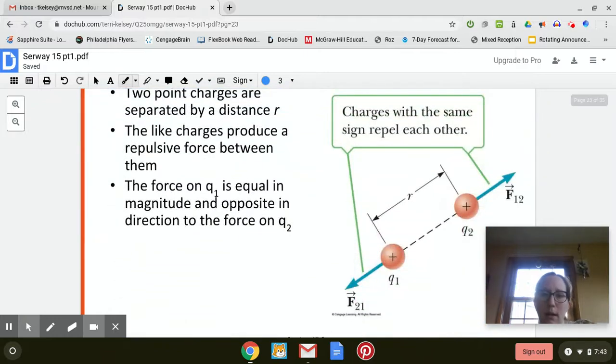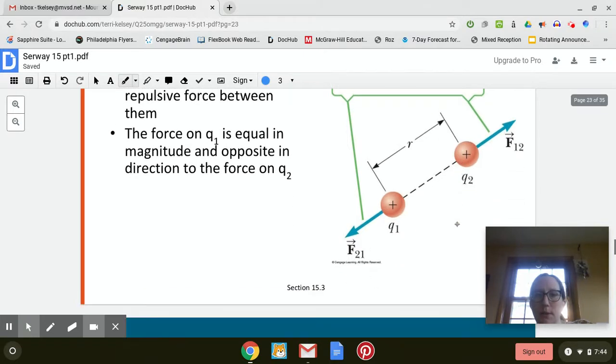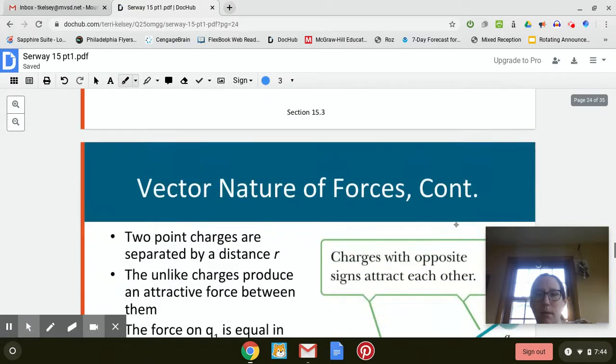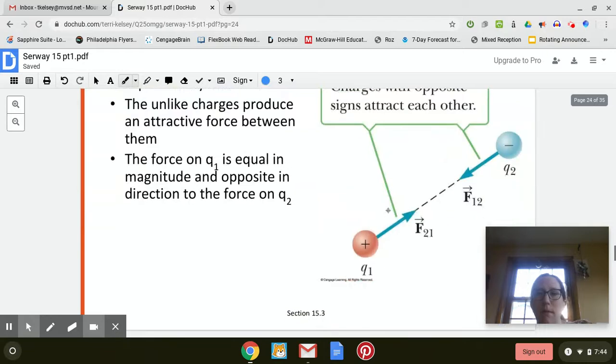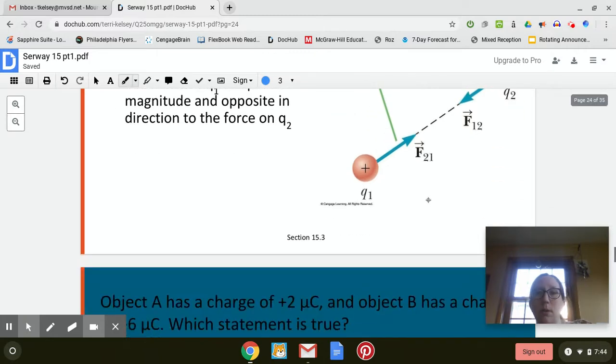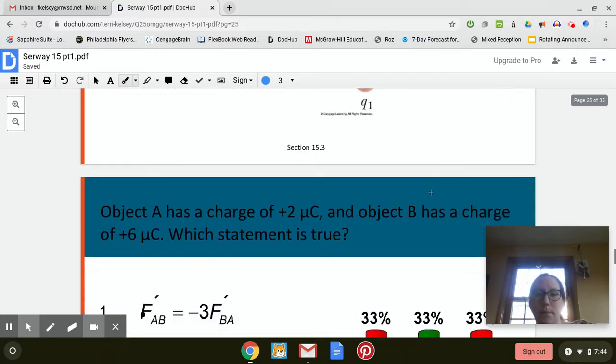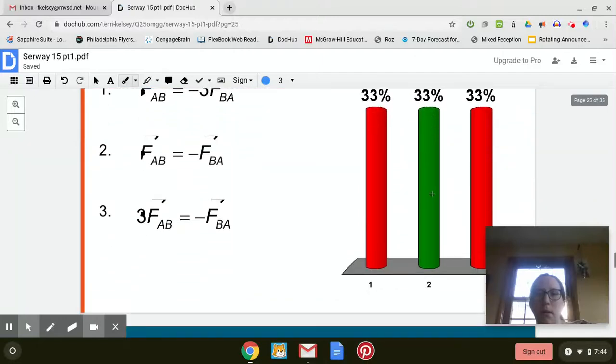Here I have an example where we have two positive charges. They will try to get away from each other. Notice the force on 1 because of 2 and the force on 2 because of 1 are the same, just in opposite directions. If I have two charges equal in magnitude but opposite in sign, the forces point toward each other because they're attracted. The forces are equal but directed towards each other.